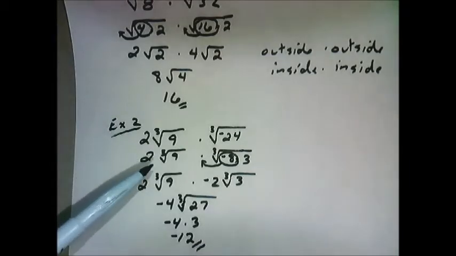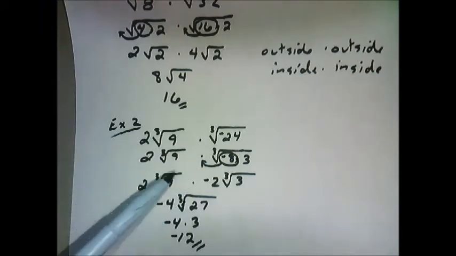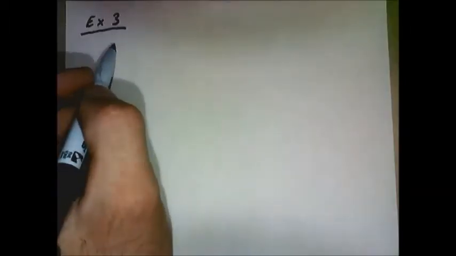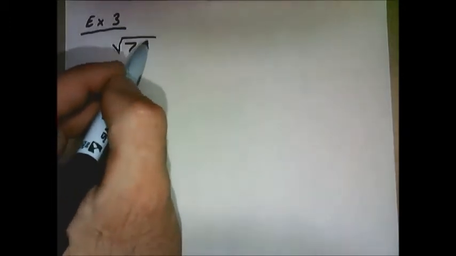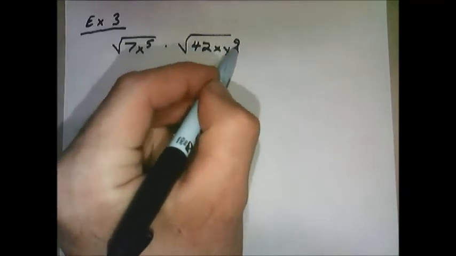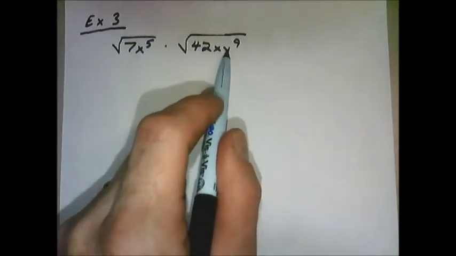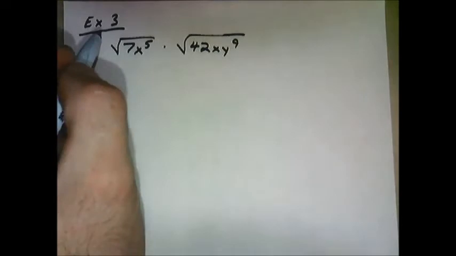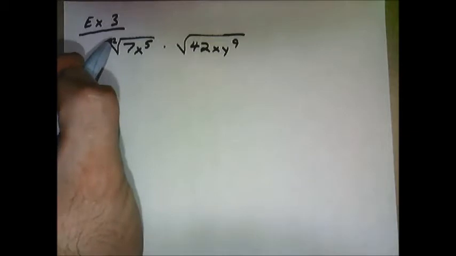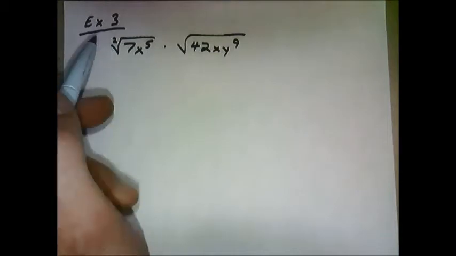So a couple of things to remember is that the indices have to be the same, and they're going to stay the same after you multiply them together. Now let's take a look at example 3. Here, let's take the square root of 7x to the 5th and multiply it to the square root of 42x y to the 9th. Notice here we can go ahead and simplify our radicands, which are the variables. Remember, in order to be a perfect root, in this case it's a square root since there's a 2 that we don't see, this number has to be divisible by that index.